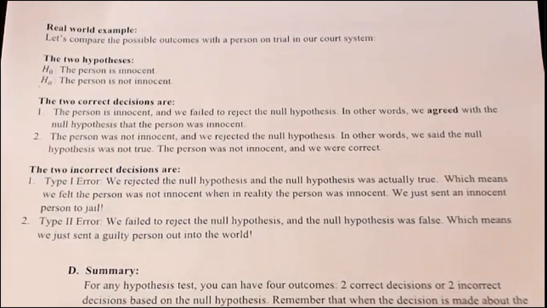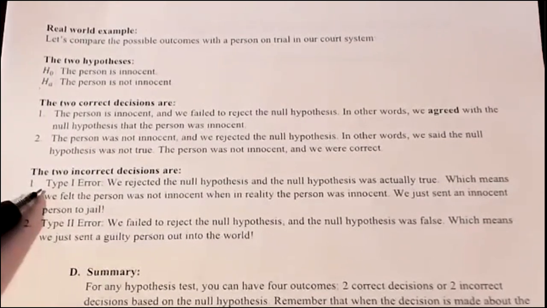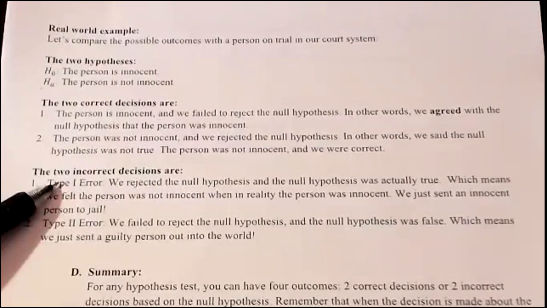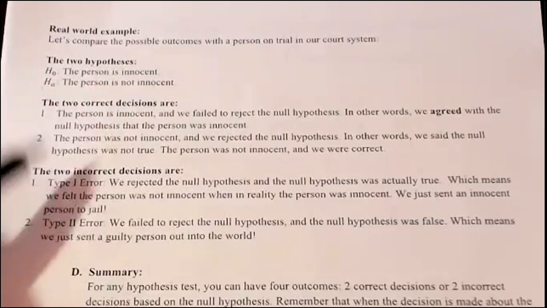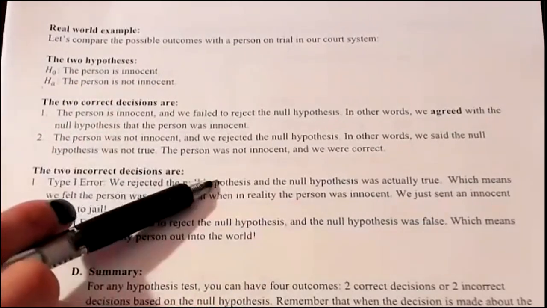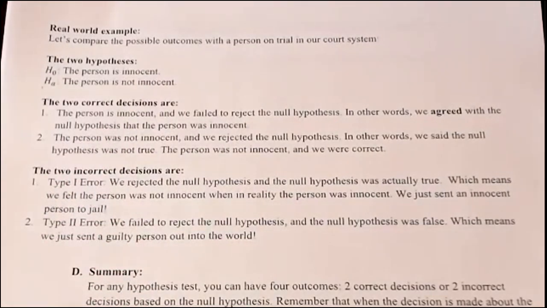But check this out. And this unfortunately happens in the system all the time. It's terrible, but it happens all the time. There are two incorrect decisions that could be made. So we could have made a type 1 error where we rejected the null hypothesis that the person was innocent. We rejected it, which means we're saying, no, they're not innocent, they're guilty. If we rejected the null hypothesis, but it was actually true, we just sent an innocent person to jail. That's a type 1 error.